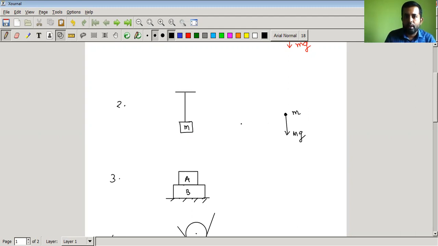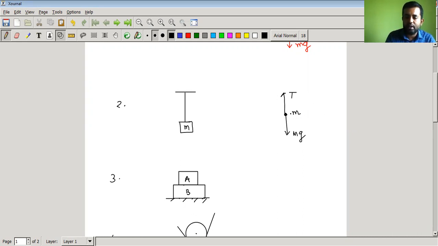Now you know that this is stationary, so there must be some force upward also to balance this, right? So that comes to be the tension, right? So what happens, this string will exert tension in upward direction to hold the mass, right? Now this is the free body diagram of the mass.